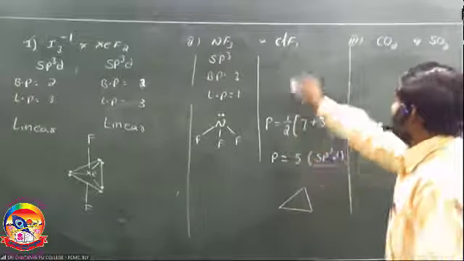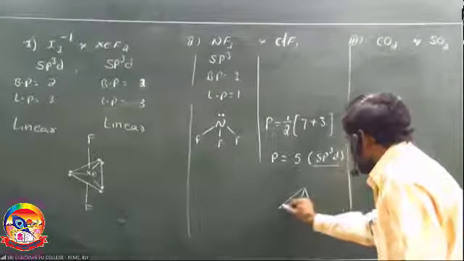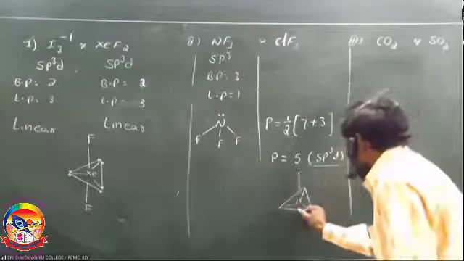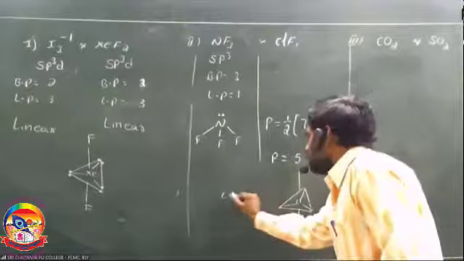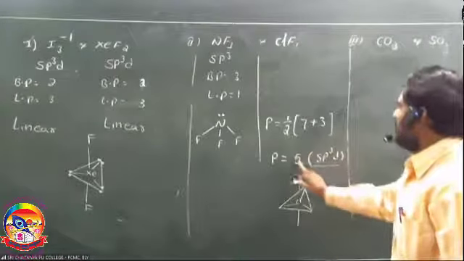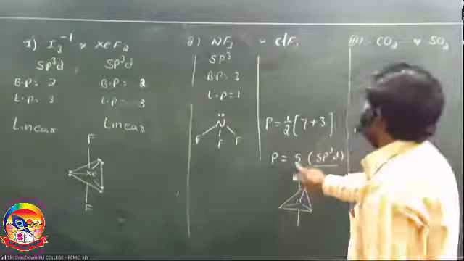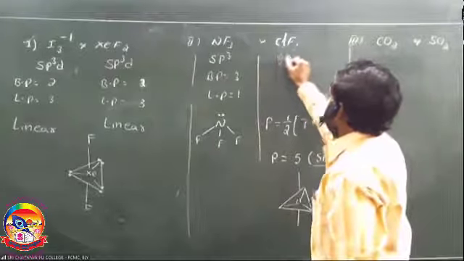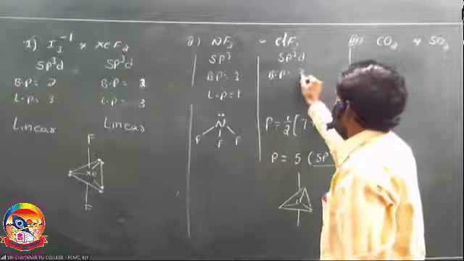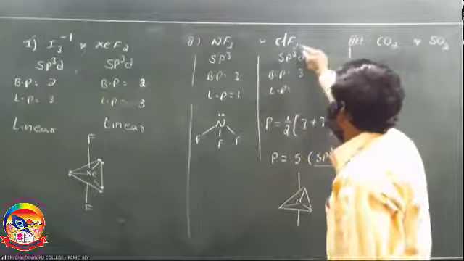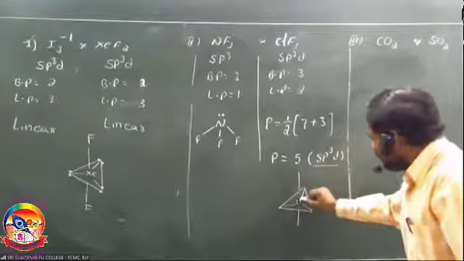So central atom is Cl. So these are equatorial positions. It is the axial position. Okay, trigonal bipyramidal. So number of lone pairs, it contains how many lone pairs? So P minus B. P value is 5. B value is 3. So 5 minus 3, 2. Means here hybridization is sp3d. Number of bond pairs, it forms 3 bonds. So 3. Number of lone pairs 5 minus 3. Number of lone pairs 2. So position of lone pair.